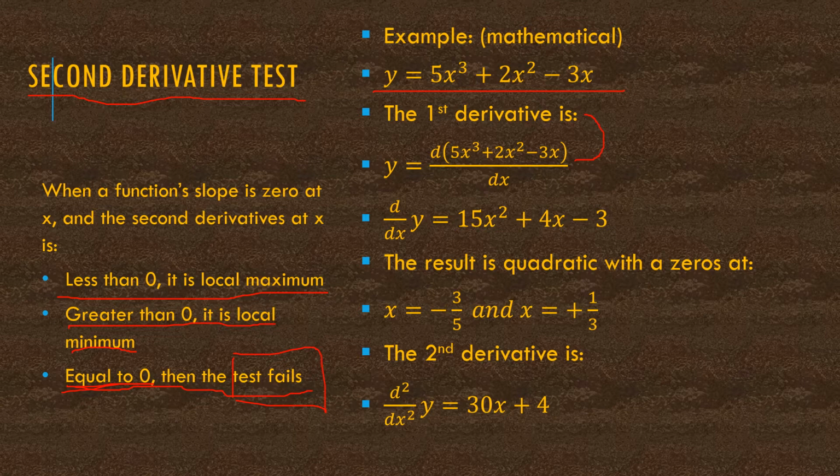Once you derive the first derivative, it will give you 15x squared plus 14x minus 3. Look at the result. The next thing we do is equate it to 0 to determine the value of x. In this case, to determine the value of x, we have to use the quadratic formula. By using it, we derive two values of x, which are negative 3/5 and 1/3.